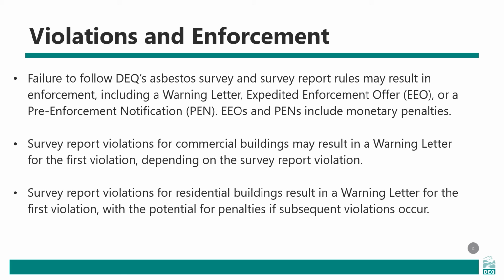A pre-enforcement notice, or PEN, includes the same components as a warning letter or EEO. The penalty amount under a PEN is the full amount. Penalties can be assessed for each violation. A PEN can be appealed and hearings held to determine the validity of the violation and enforcement action. Base penalty calculations for a survey violation consider factors such as risks to public health and mental state of the person responsible for the violation.